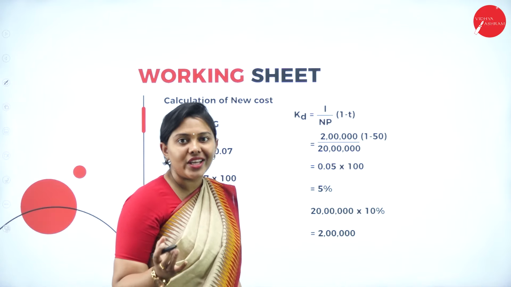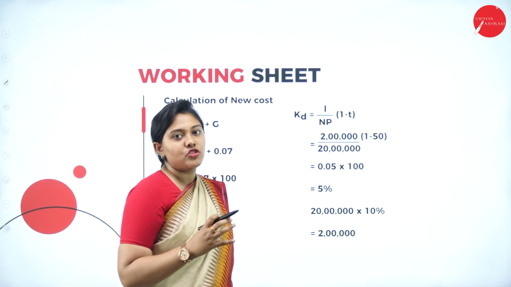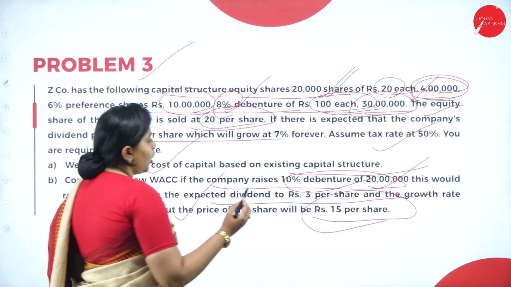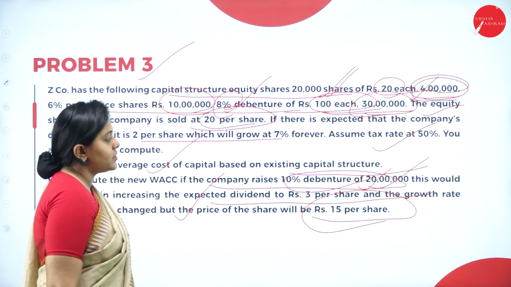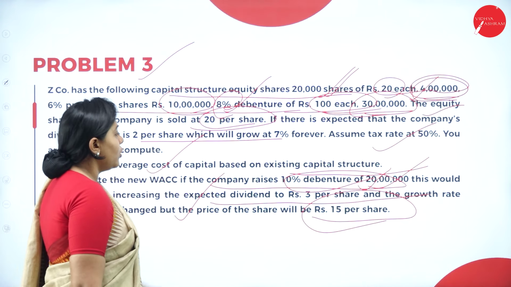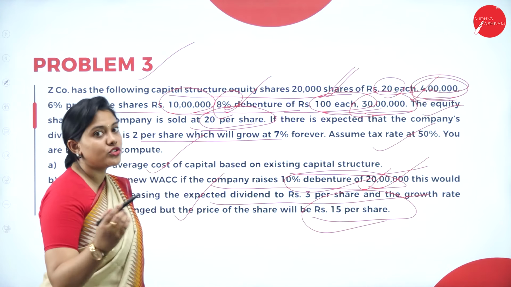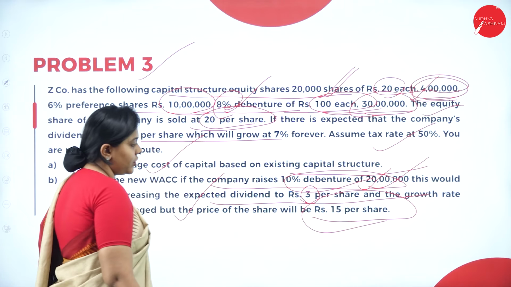Moving forward, now we are calculating the new cost. The company wanted to expand its business, so they are adding new capital to the capital structure, that is the debenture. How many percent debenture? 20 lakh, 10% debenture. 20 lakh on 10%. And your equity calculation also changes from 2 rupees. They have increased the dividend to 3 rupees.